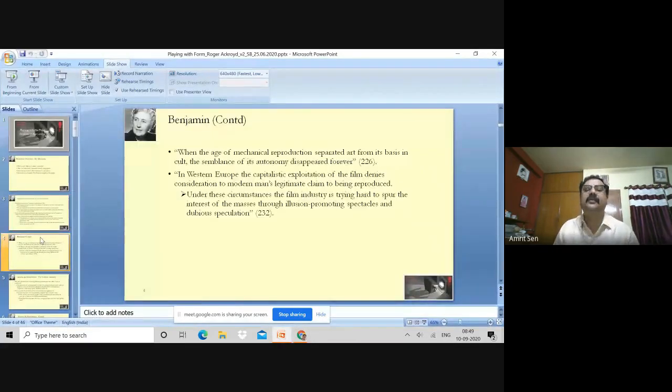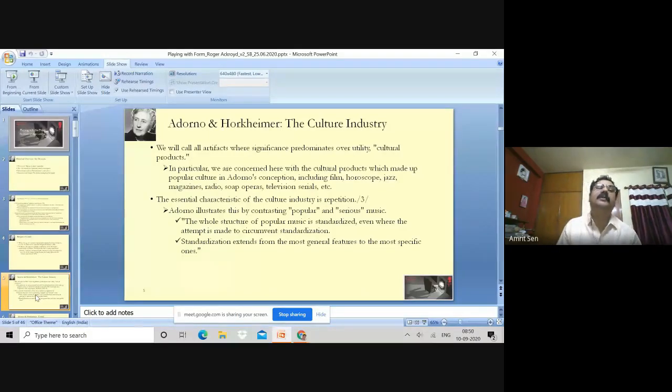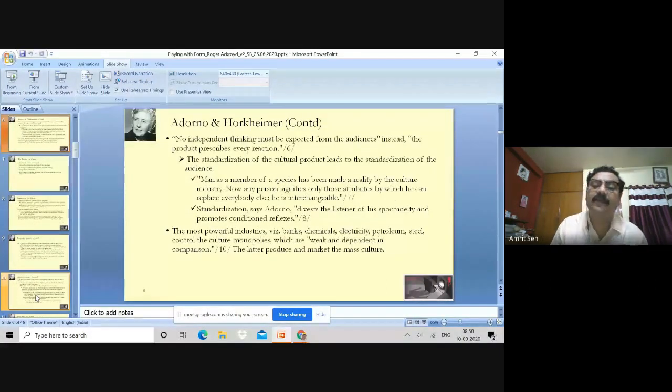Now, in the next part, we've talked about Benjamin's, once again, concept of the age of mechanical reproduction, having separated art from its basis in cult. We have talked about the concept of Adorno and Horkheimer and how popular culture becomes a culture industry, right? Where texts become cultural products meant for consumption, and it is marked by repetition and standardization of the structure. Now we'll have to see how classical detective fiction maintains the aura of a certain kind of uniqueness. Yet, if you look at it very carefully, detective fiction, classical whodunit, is more or less something which is standardized.